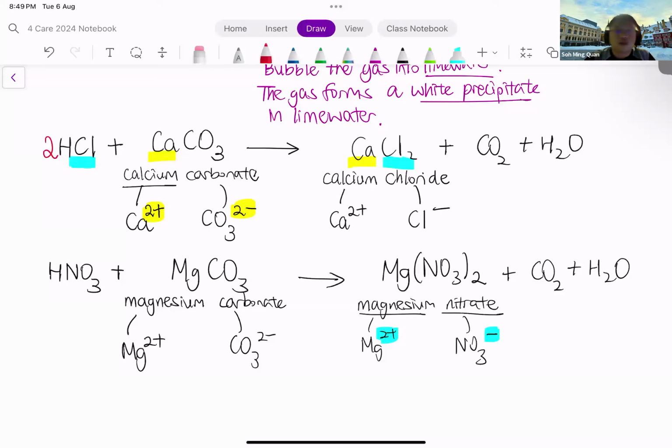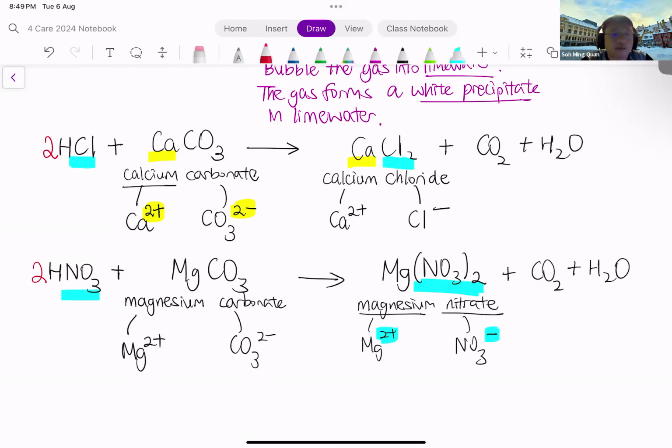Okay, so once you have the formula written correctly, the next step is just to ensure that the numbers of each atom on both sides are the same. So NO3 is like a block, so you balance the block. So NO3 2 on the right, so on the left must also have 2 HNO3.